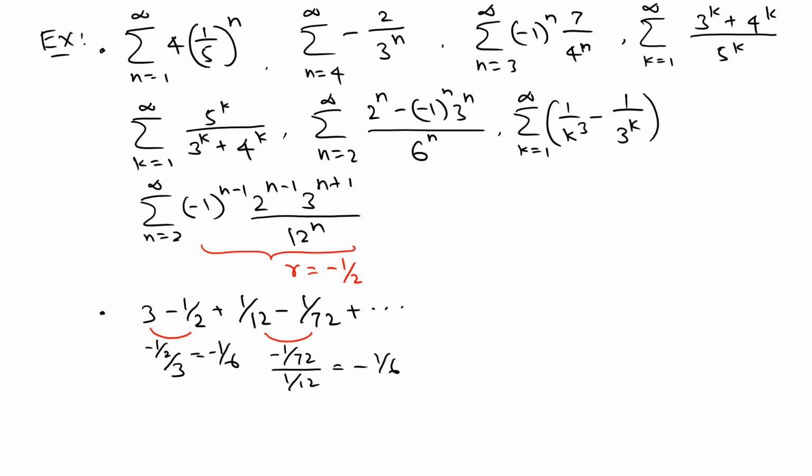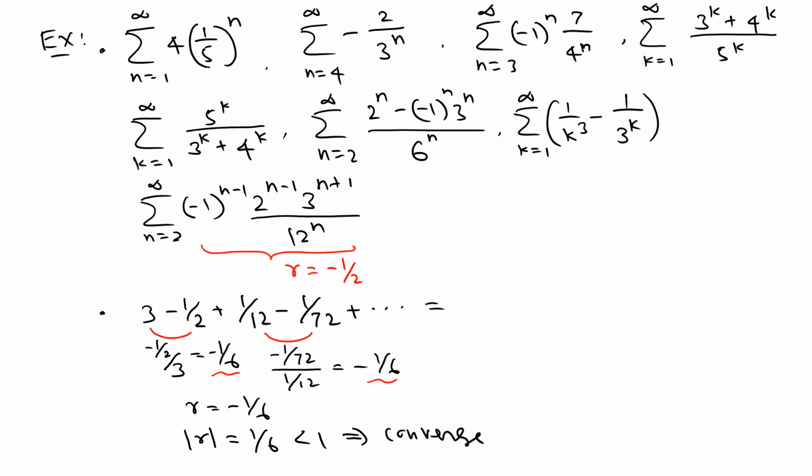So that means they are the same. You can see these numbers are the same, and that's the R value. So in this case R is equal to negative 1/6. That means the absolute value of R is 1/6, which is less than 1. So that means it converges.